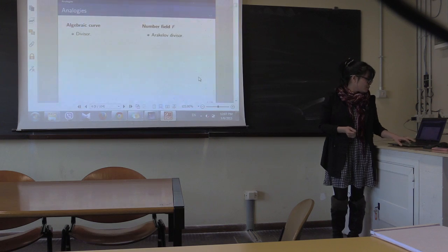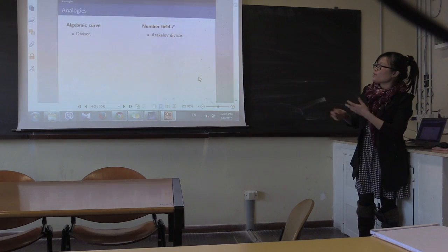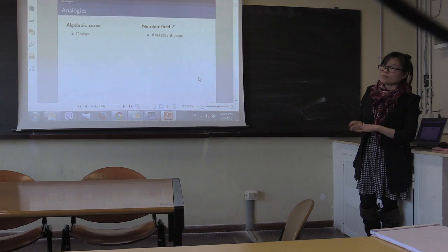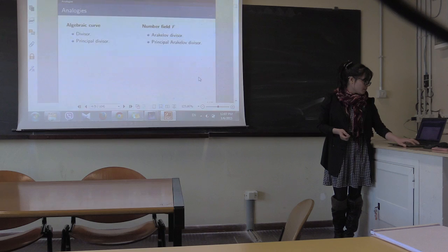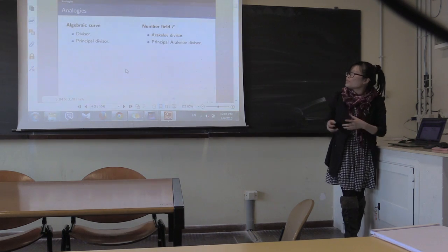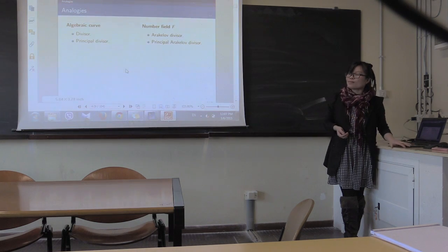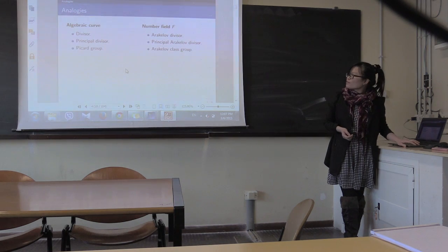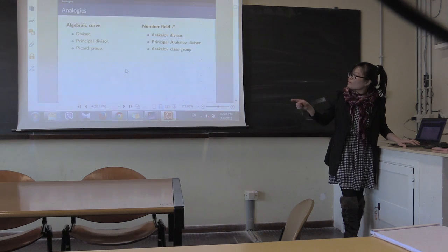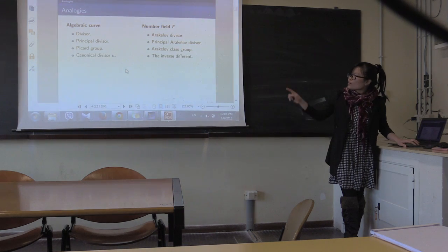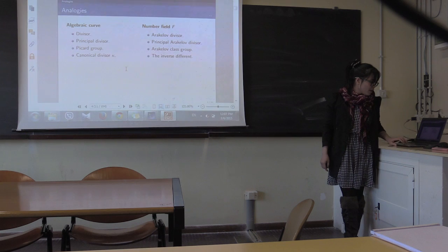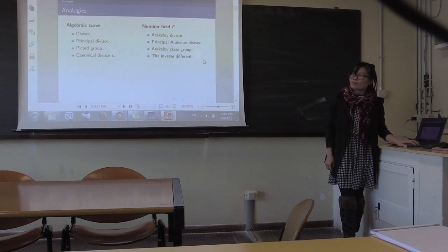And I want to show you some analogy between divisors on a curve and Hatranphd divisors of a number field. Corresponding to principal divisor, you have principal Hatranphd divisor. For a curve, you have the Picard group, then for a number field, you have the Hatranphd class group. You have the canonical divisor kappa, then here you have the inverse different of the number field.